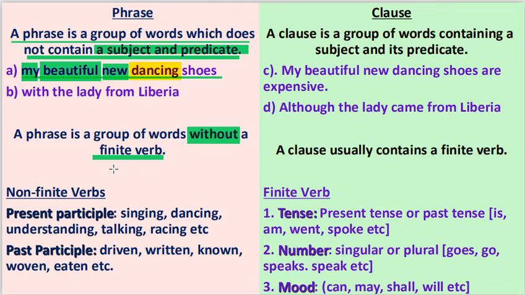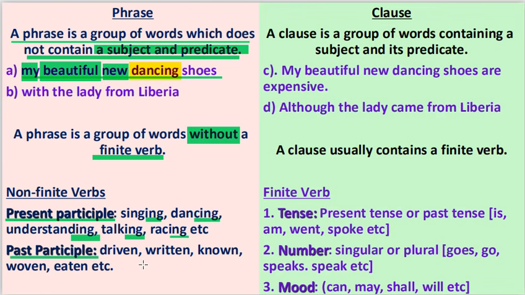Let's quickly talk about non-finite verb. Actually, we have different types of non-finite verb, but within the context of a phrase, I'm going to talk about just two of them, and that is the present participle, which are verbs with the ing form, like singing, dancing, understanding, talking, racing, eating, looking. All of these verbs with ing, when they are used in isolation, we regard them as non-finite. The second type of non-finite that we are discussing is the past participle.